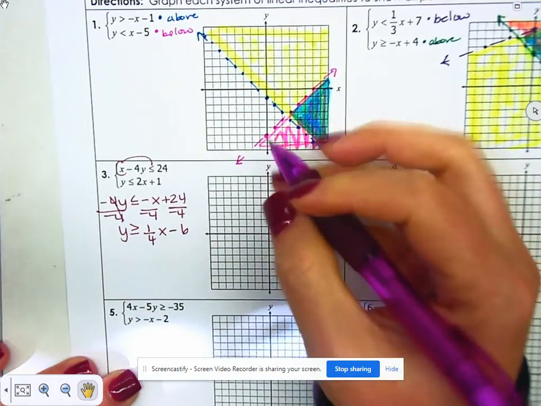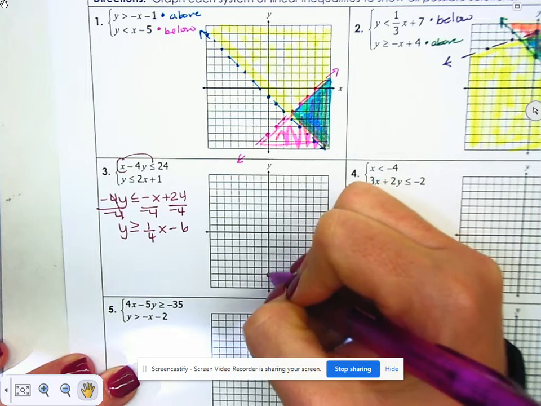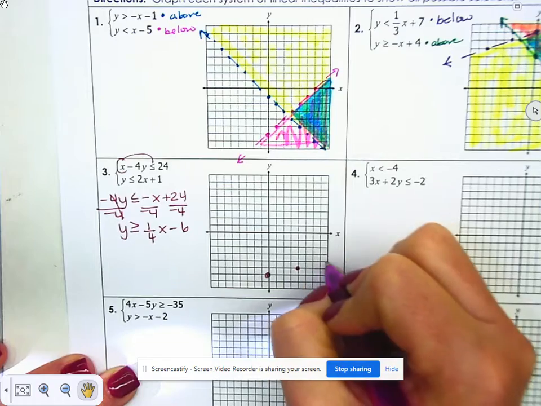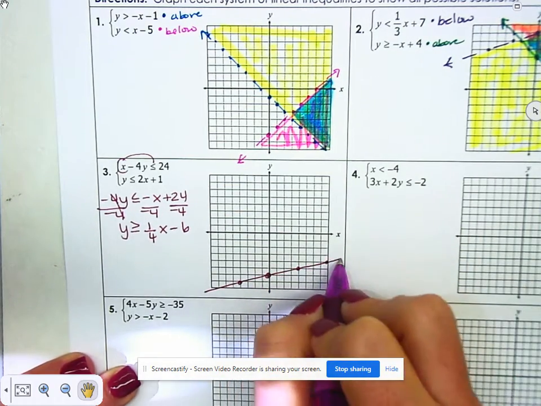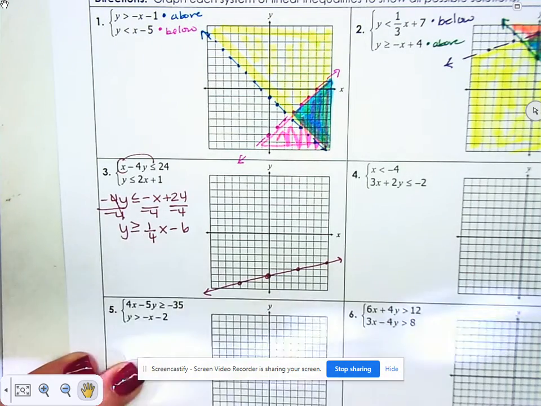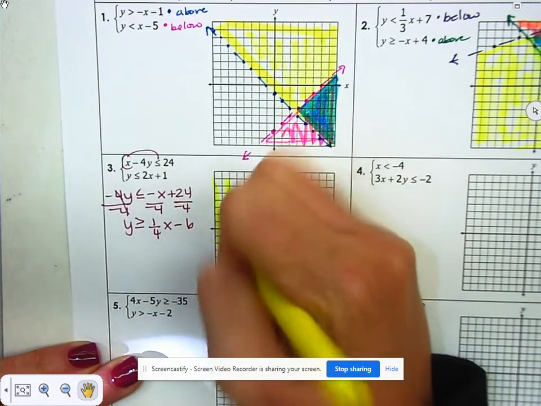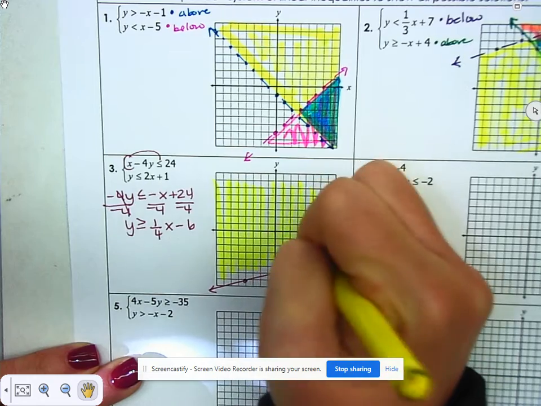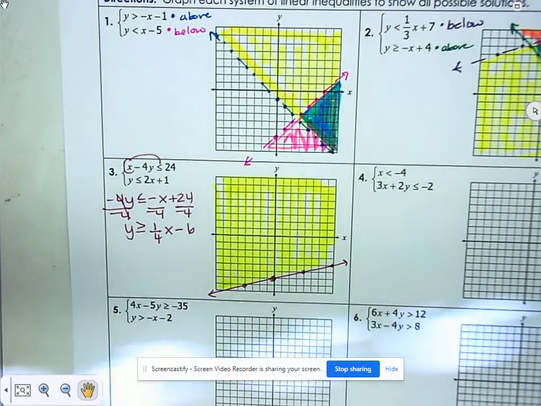Now for that one, we're going to start at negative 6, and we're going to go up 1 and right 4. That is a solid line. And that one is greater than now, so we will shade above. Remember, you cannot tell me shading until you have y by itself.